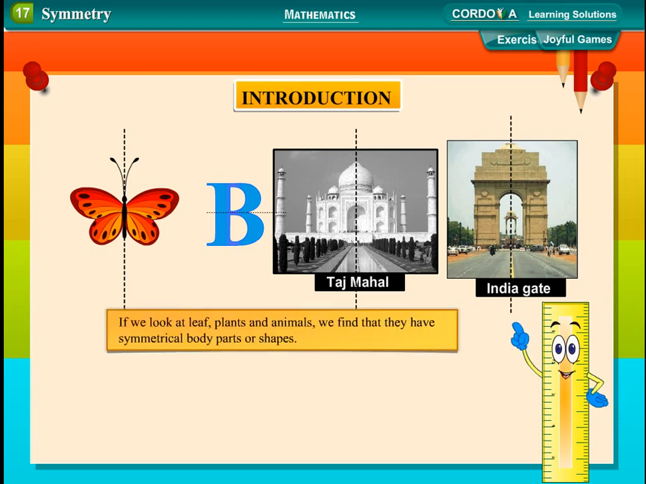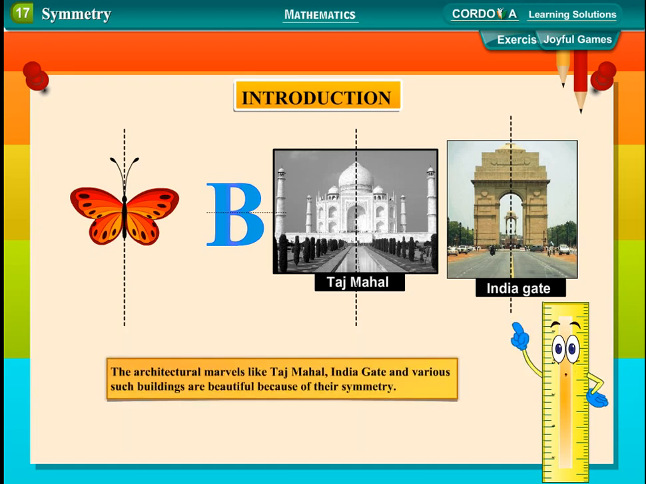If we look at leaves, plants, and animals, we find that they have symmetrical body parts or shapes. Even the human face is symmetrical in shape. The architectural marvels like Taj Mahal, India Gate, and various such buildings are beautiful because of their symmetry.